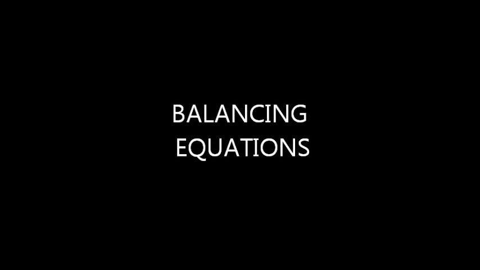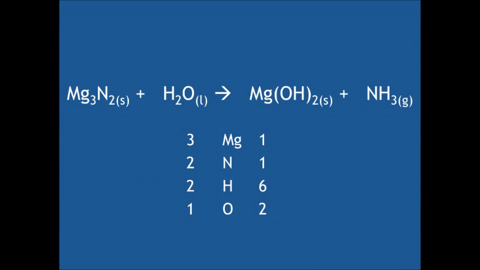One of the most fundamental concepts is to learn balancing equations. Here magnesium nitride reacts with water to form magnesium hydroxide and ammonia. All four elements are on each side of the equation, but it is not yet balanced. First, we should look at the least common elements.